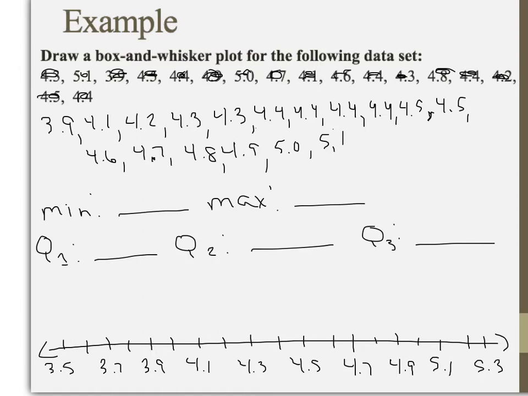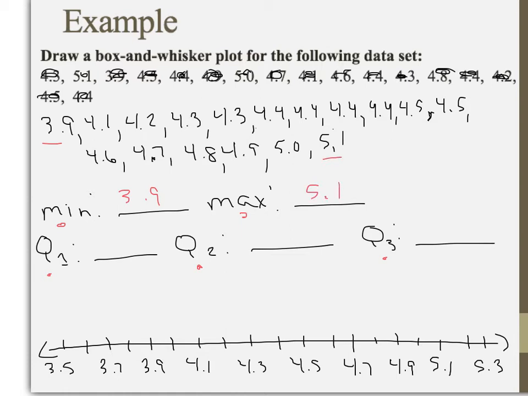So the next step, we have some important values that we're going to find. Our minimum, our maximum, our quartile 1, Q1, our quartile 2, Q2, and our quartile 3, Q3. So I'm going to start with the easiest. Our minimum number is 3.9. Our maximum number is 5.1.